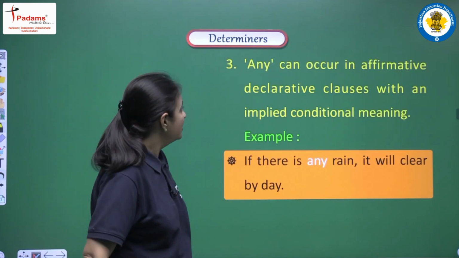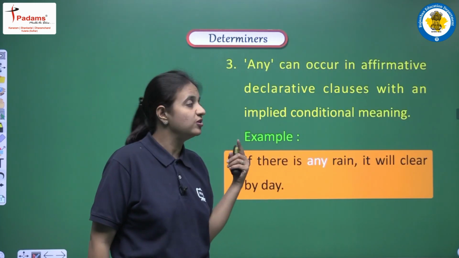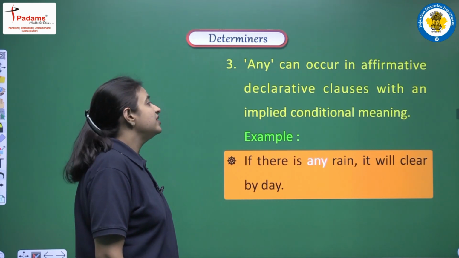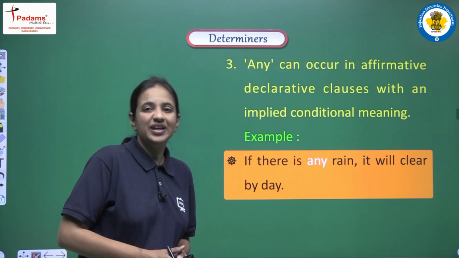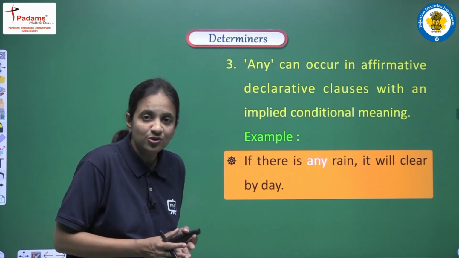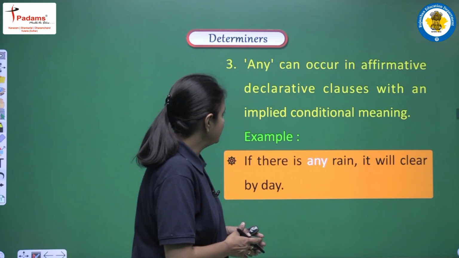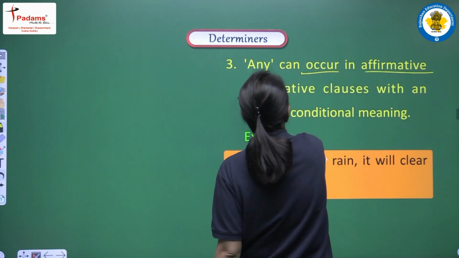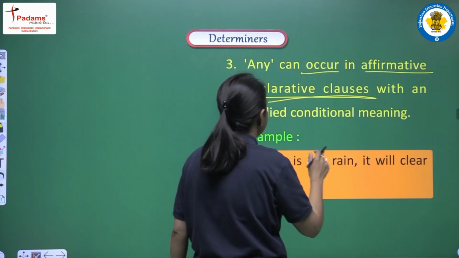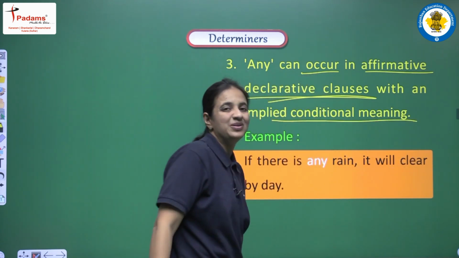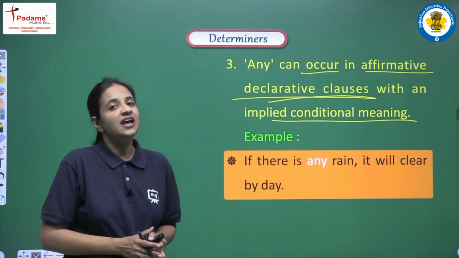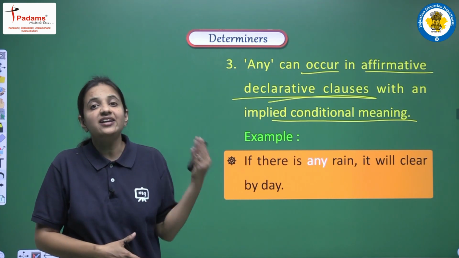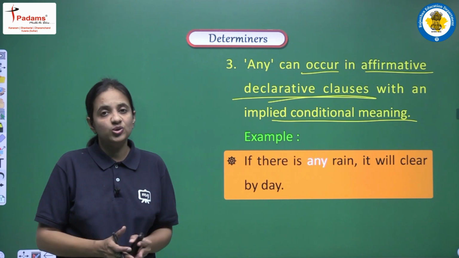Clear? Next we have the third use. So let's see. Any can occur in affirmative declarative clauses with an implied conditional meaning. So now we have one more use of any. Any can come in affirmative declarative clauses when we have a conditional meaning. It means if we have a conditional sentence and that sentence is an affirmative one, a positive one, then in that conditional sentence also we can use any.